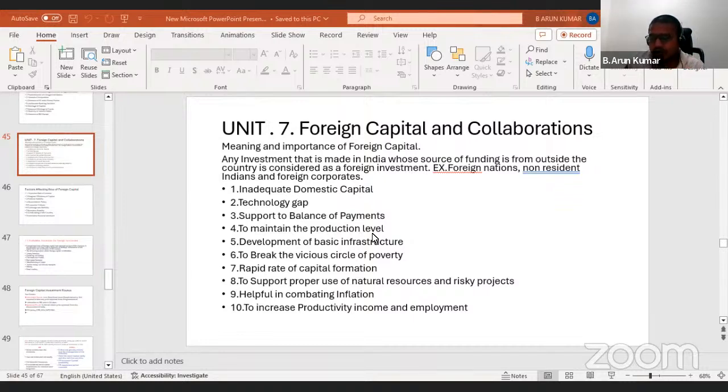Coming to the next, financial markets. Financial markets we categorized into two types. One is the capital market, the second one is the money market. Up to this, capital markets and money markets, we cleared in earlier sessions. So now we discuss foreign capital and collaborations. Let's see the book, page number 99.